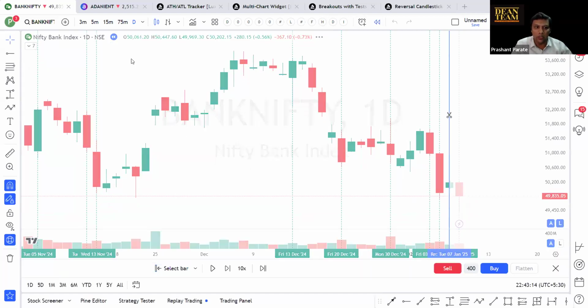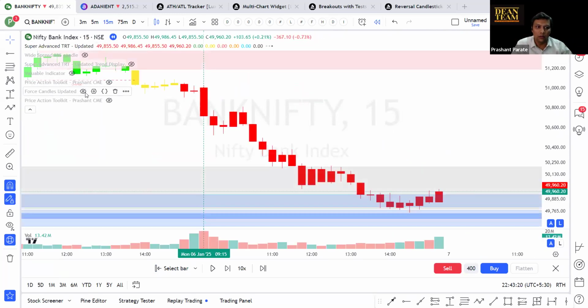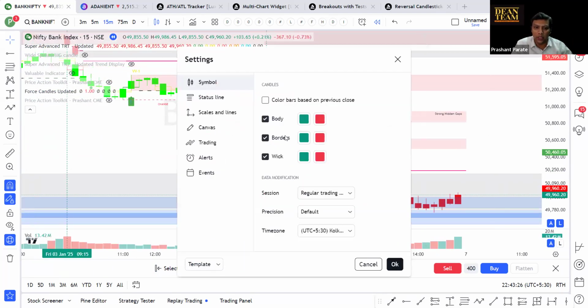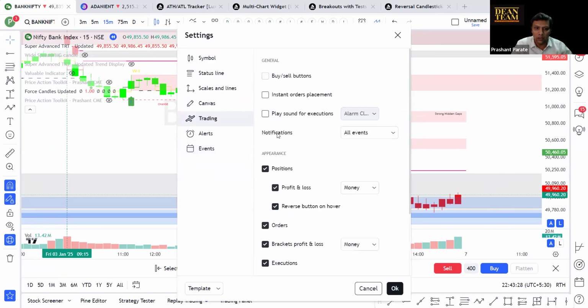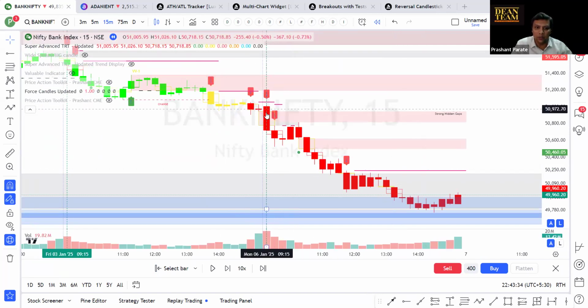What we will do is go here and check the 15-minute chart with TRT and force candle. On the 15-minute chart, we need to add one more thing, that is events and sessions break. So this is the start of the candle. From here prices kept falling. This is the first very big red candle. There is a strong hidden gap immediately. Price came down and went into the hidden gap. After that it continued downwards. So if we check on the 15-minute chart, it has given a shorting opportunity based on the strong hidden gap concept.